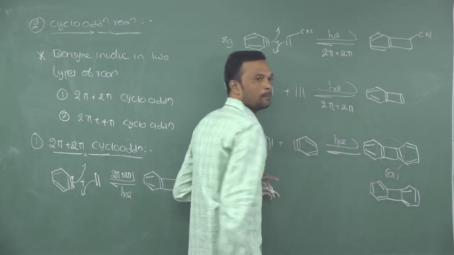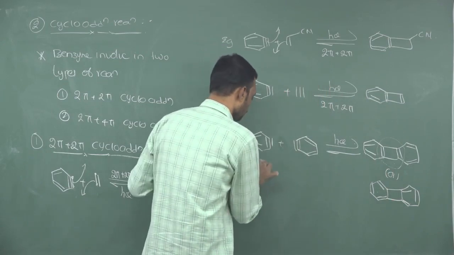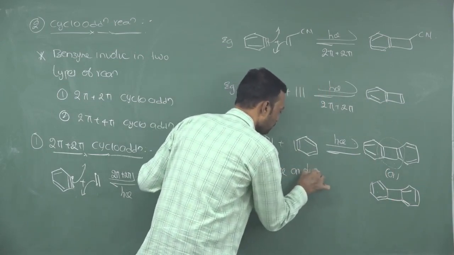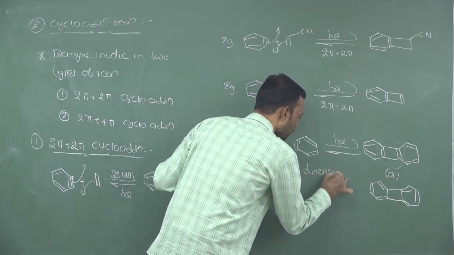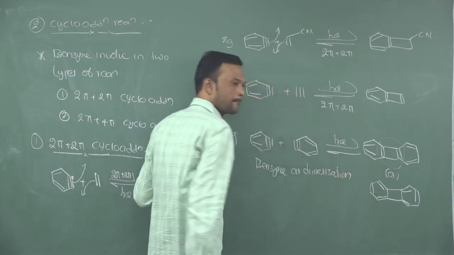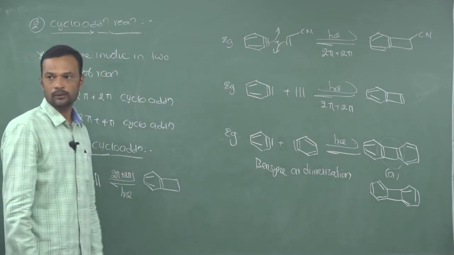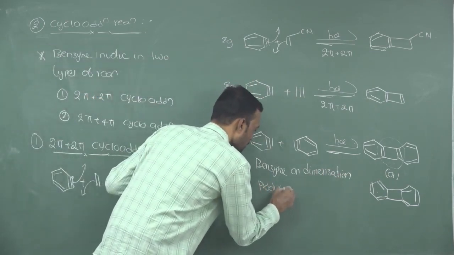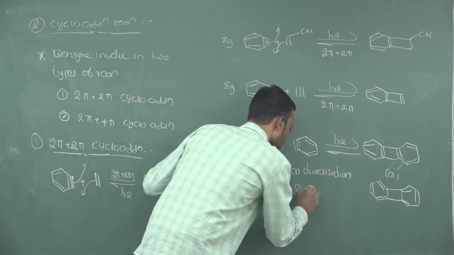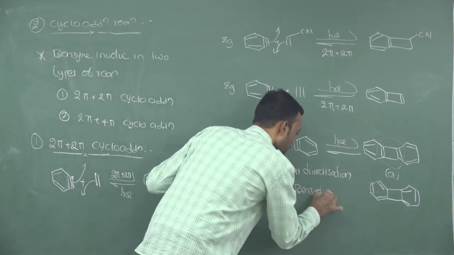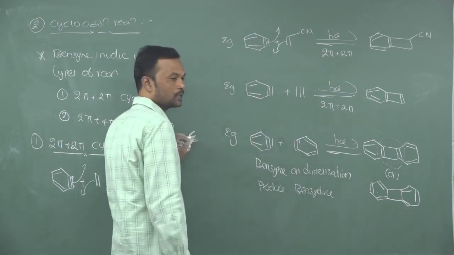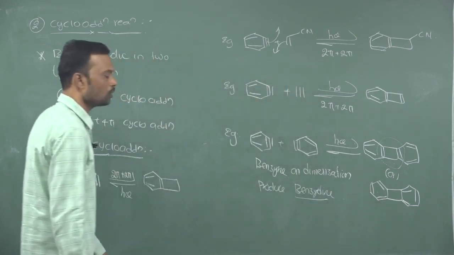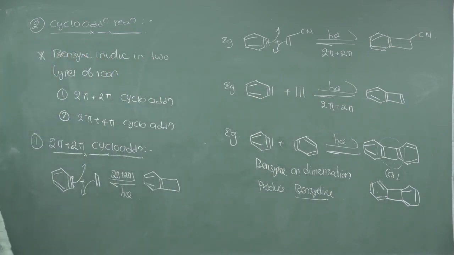This is called benzidine. So remember this word: benzene on dimerization. When is dimerization possible? When an adjacent partner is not given. Benzene on dimerization produces benzidine. Names are very, very important.